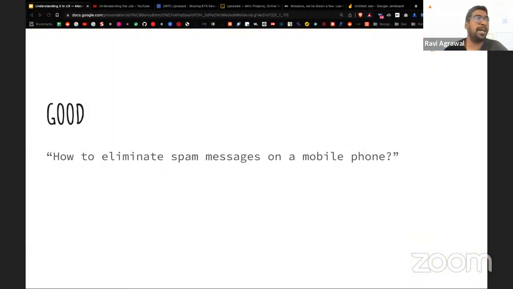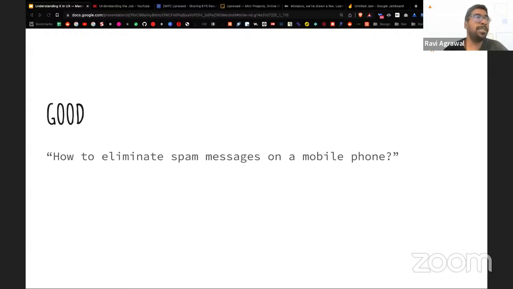So let's look at some examples of good problem statements and how you can make them better, right? What is a good problem statement? How to eliminate spam messages on a mobile phone. It's a very good problem statement to solve. All of us have mobile phones today. All of us get a lot of spam SMSs today, right? Can we eliminate them? I don't think so.